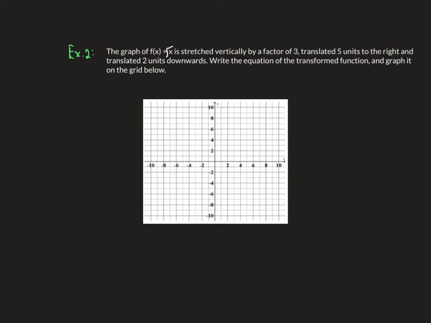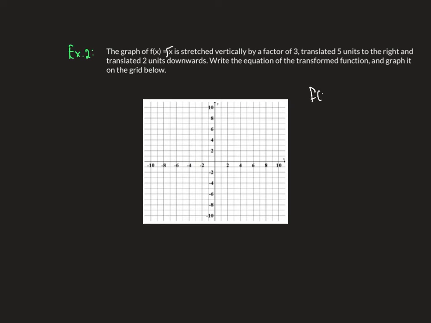So it's saying the graph of square root x is stretched vertically by a factor of 3, translated 5 units to the right, and translated 2 units downwards. Write the equation of the transformed function and graph it below. All right, so let's take a look.